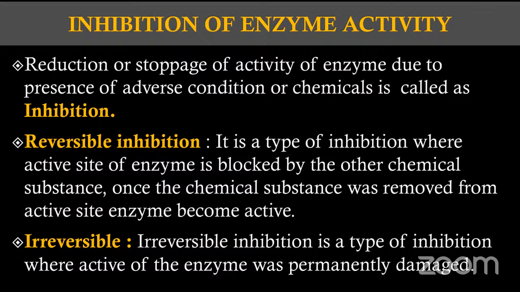So let us see here. The reduction or stoppage of activity of an enzyme due to the presence of adverse conditions or chemicals is called inhibition. Adverse conditions mean a decrease or increase in the pH. We said that our enzyme works in a narrow range; it requires a specific pH and a specific temperature, right? So any increase or decrease in the pH or temperature is an adverse condition for the enzyme activity. And any external chemicals, or any substrate, sorry, any product, can also act as an inhibiting chemical.